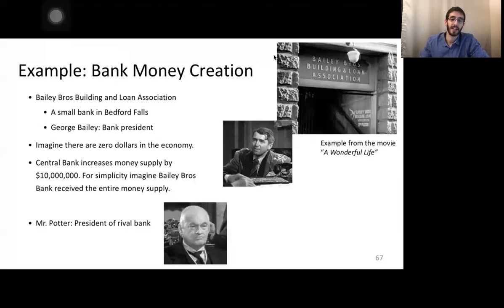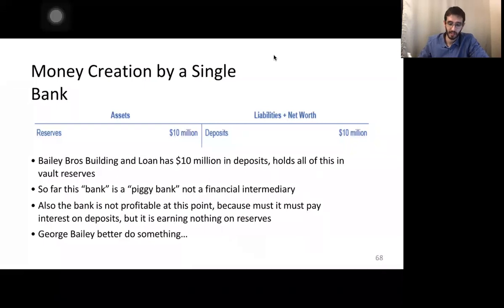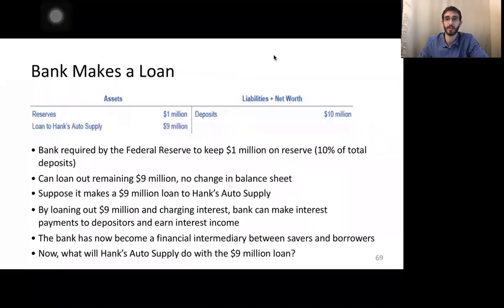So let's say the central bank increased the money supply by $10 million, and that's going to go to George Bailey's bank. Now he has $10 million in deposits, and he has $10 million in reserves, because right now it's just a piggy bank. He hasn't made any loans, so it's not earning any interest. So he better do something about this to allow the bank to earn a profit. What does he do?